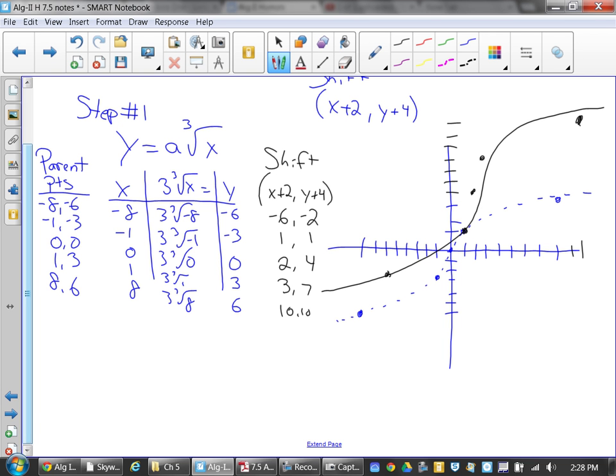Now, what's your domain and range for this case? Domain: x is greater than or equal to negative... All real numbers? Isn't that a continuous function? Is there anything that x can't be?